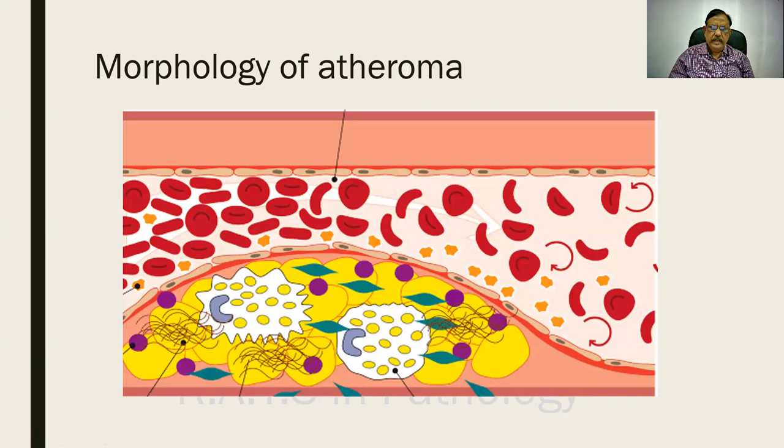This is a basic diagram which we shall be remembering throughout. As I had told you earlier, the vessel has got a lumen with the RBCs and it is lined by an endothelium. This is a normal vessel wall that we have got, whereas here you find a lesion. It is an elevated lesion. A plaque means a lesion that is elevated above the surface.